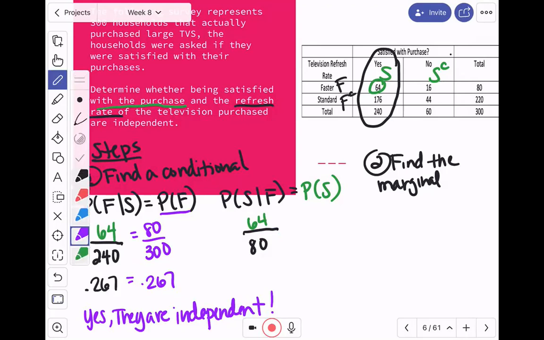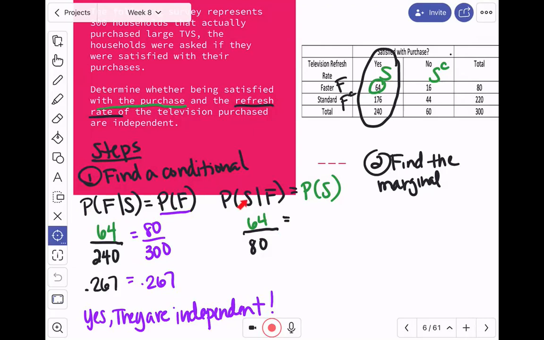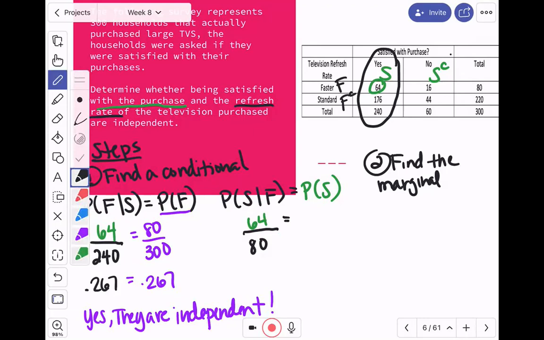And to calculate that, when we do 64 out of 80, that needs to equal what over here? Well, here it equals the probability of F because F was in the front. Here it equals the probability of S because S is in the front. What's the probability of S? 240 out of what? 300. Thank you. So that's 240 out of 300.